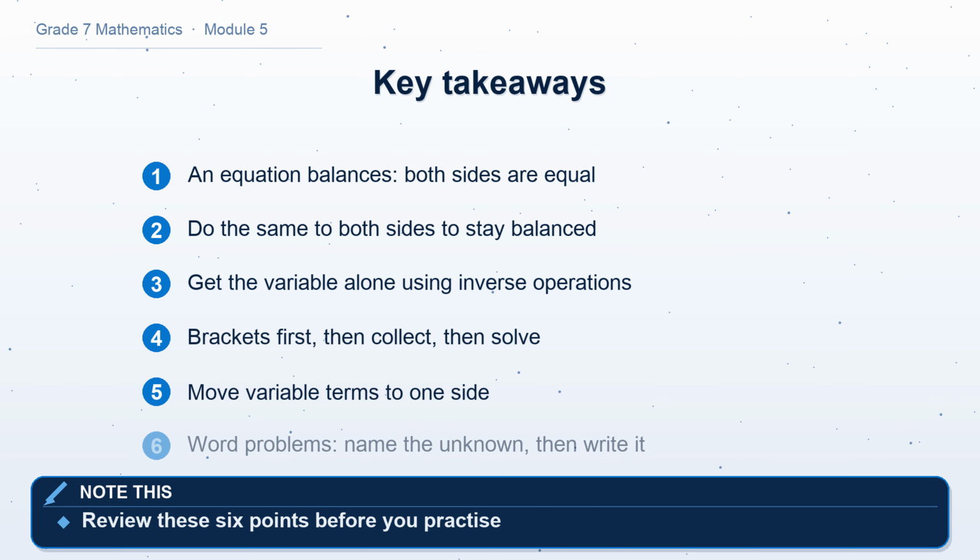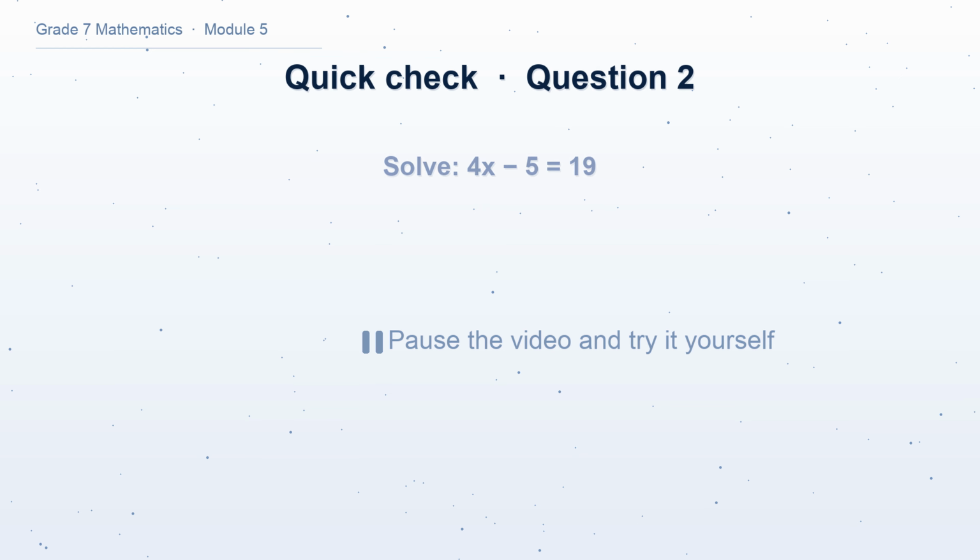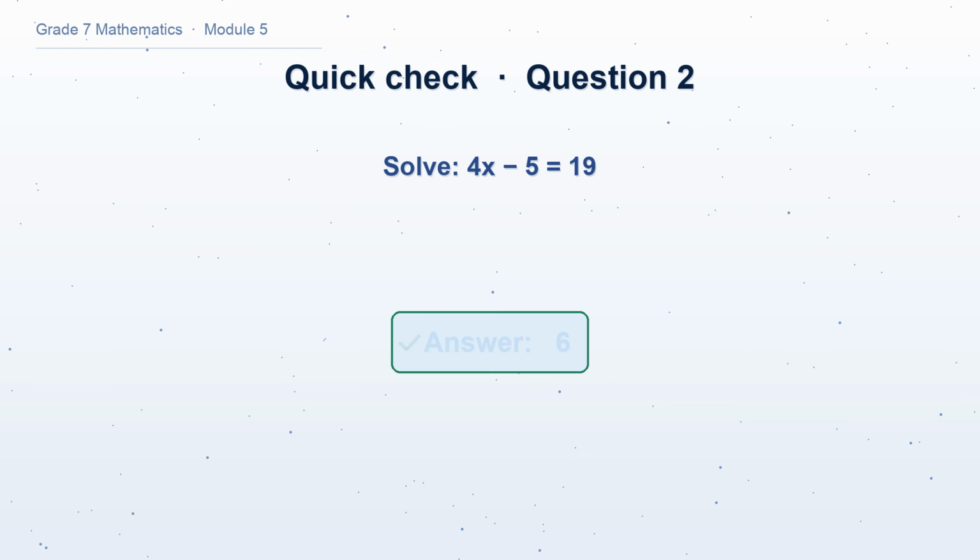Now, let's check how much you remember with 3 quick questions. Here's the first question. Solve x minus 6 equals 9. 6 is subtracted from x, so we add 6 to both sides. 9 plus 6 is 15, so x equals 15. Question 2. Solve 4x minus 5 equals 19. First, we add 5 to both sides, giving 4x equals 24. Then we divide both sides by 4, so x equals 6.